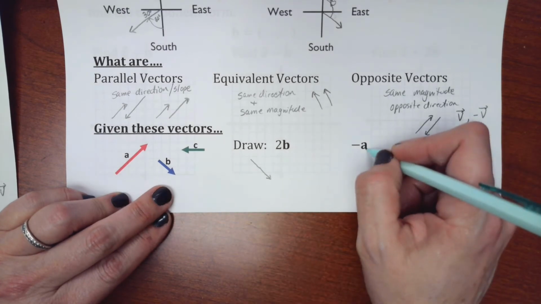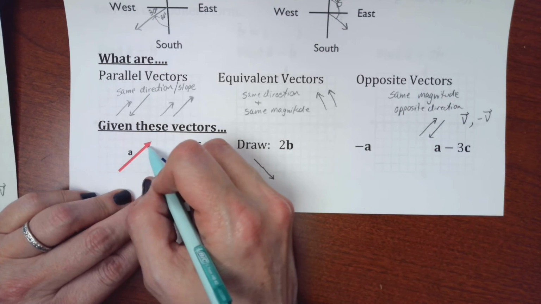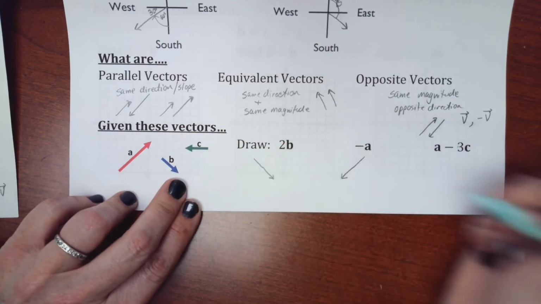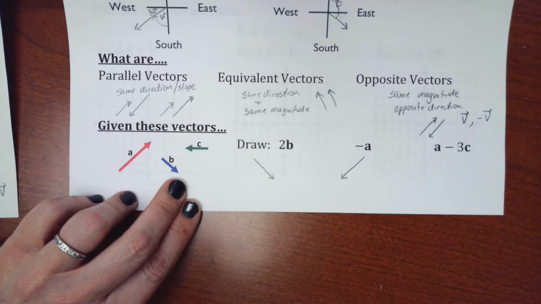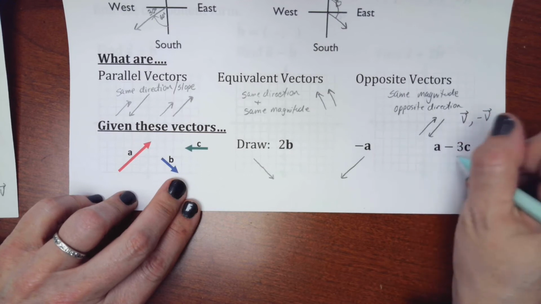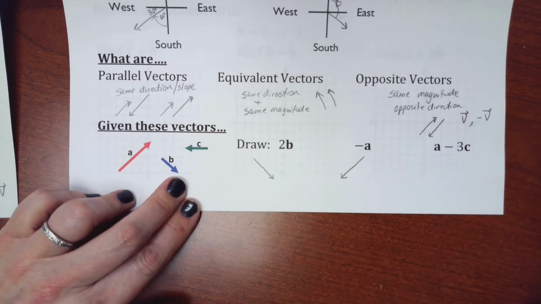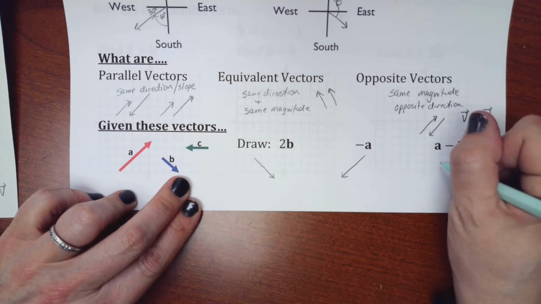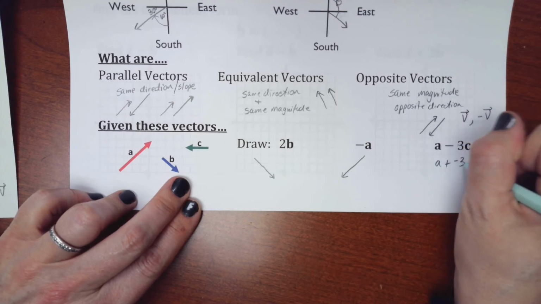All right, negative a. So here's a going this way. If I want to draw negative a, I'd do the same vector, but I'd put the arrow on the other side because I am trying to go the opposite way. Okay, so when you have two together, this is like you are adding two vectors, because remember a minus 3c is the same as a plus negative 3c, right?